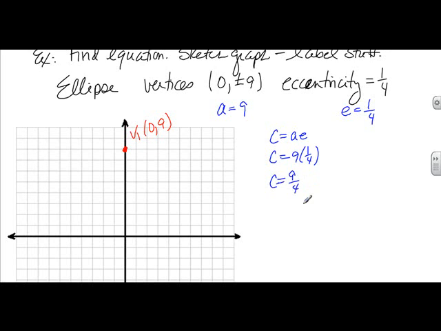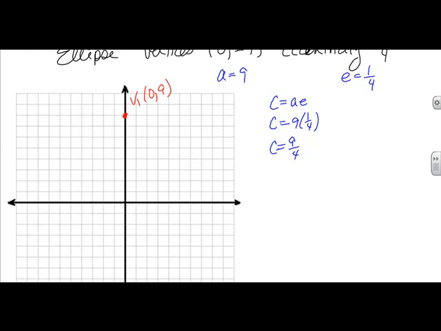So we're going to have a focus at 0, 9/4. Say 9/4 is 2 1/4, so that would be about right there. We'll call that F1. So that's 0, 9/4. And we'll have another one at 0, negative 9/4.